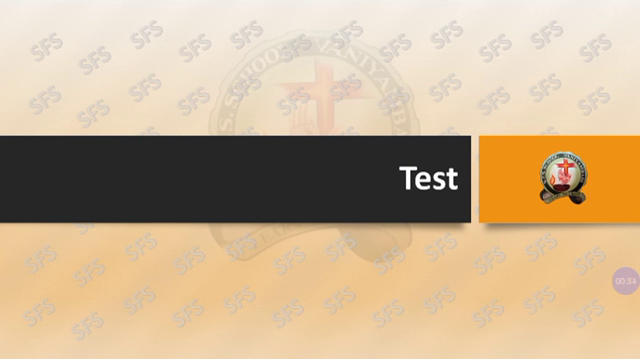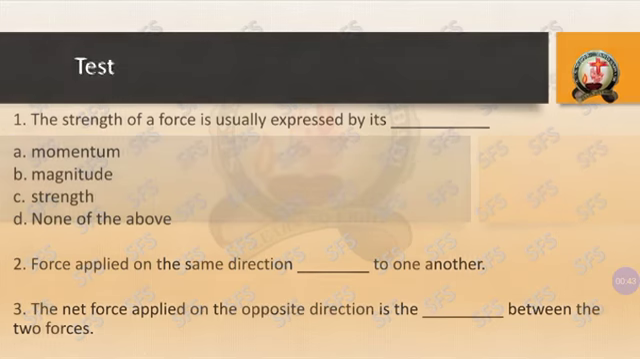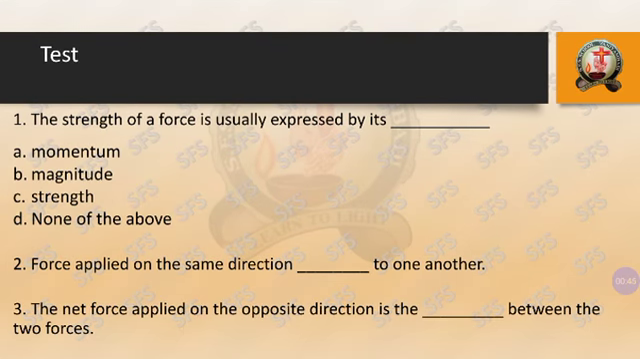Before I move on to the chapter, I would like to conduct a small test for you. Just go through these questions and try to analyze the answer on your own. The first question: the strength of a force is usually expressed by its dash. I have already discussed this in the previous class. The options are option A momentum, option B magnitude, option C strength, and option D none of the above.